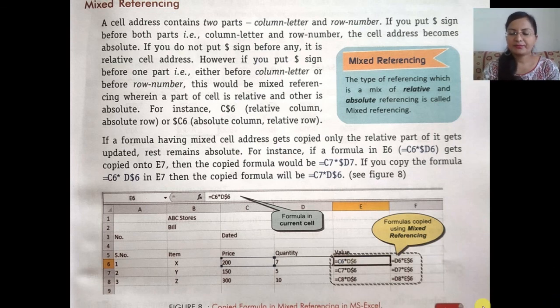So in mixed referencing, now we can see here the column name is actually relative and the row number is not relative, it is absolute. It is fixed. So C6 will become D6 here and D$6 will become E$6 here. So here we are copying the formula horizontally, and here we are copying the formula vertically.